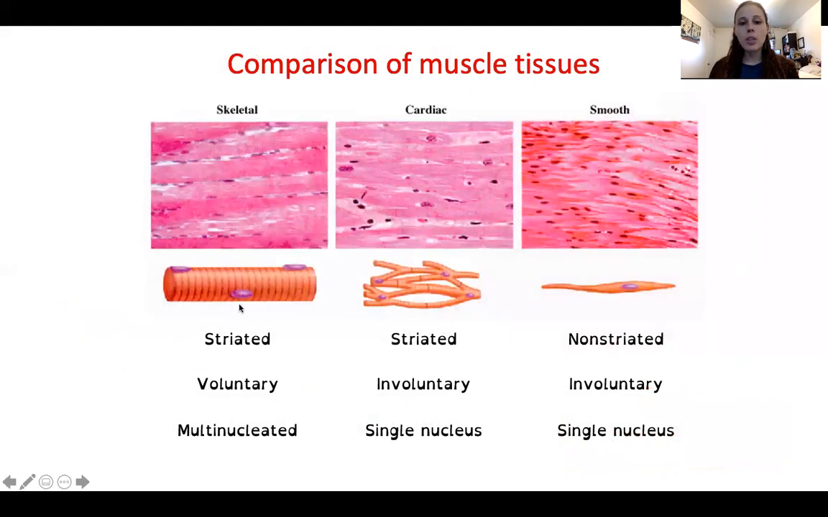And these are the three types of muscle tissues side by side so that you can compare the histology, you can compare the features of them. Remember, the skeletal is voluntary, cardiac and smooth are involuntary. Skeletal and cardiac have striations, while the smooth does not. The cardiac and the smooth are single nucleated, while the skeletal has multiple nuclei.